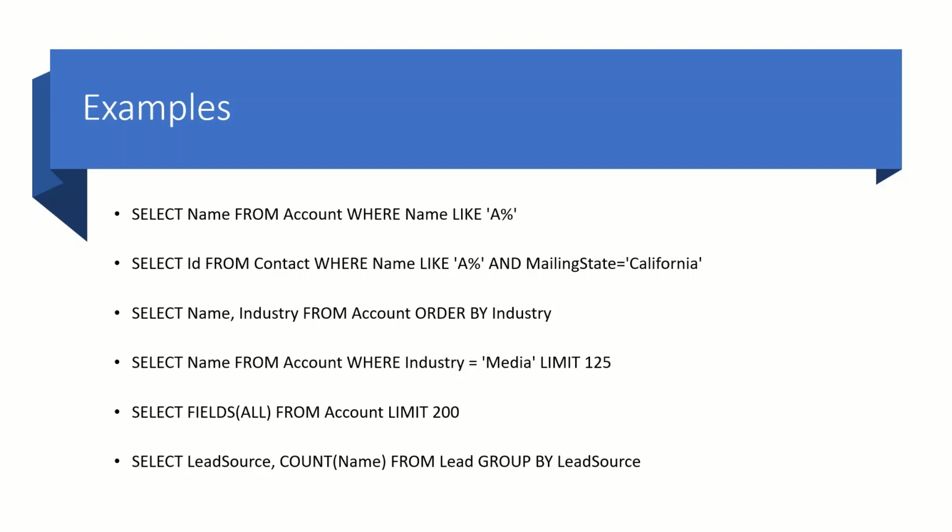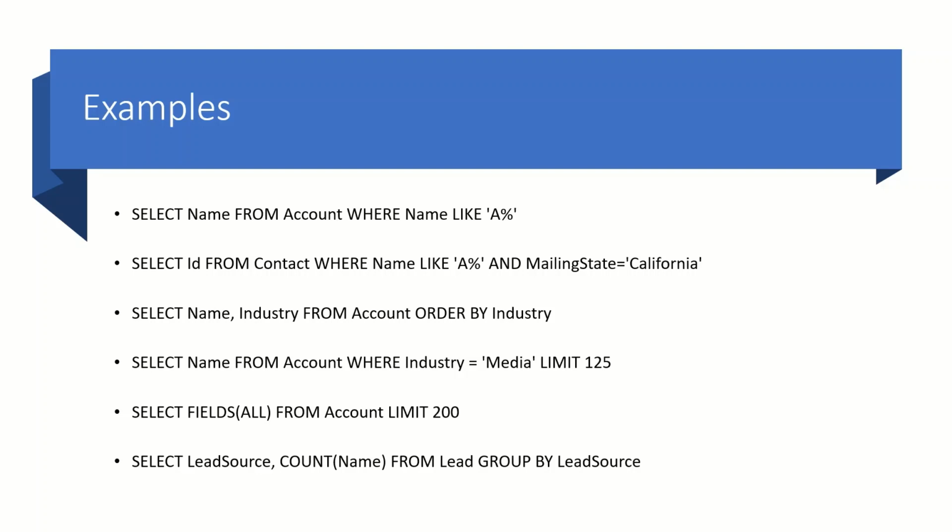Then we have the limit keyword. If we want to limit any particular SOQL, then we have to use limit. So: select name from account where industry equals media and limit 125. So only 125 records will be retrieved. If we want to get only one record, the limit will be 1. If we want 10 records, the limit will be 10. So limit can be anything.